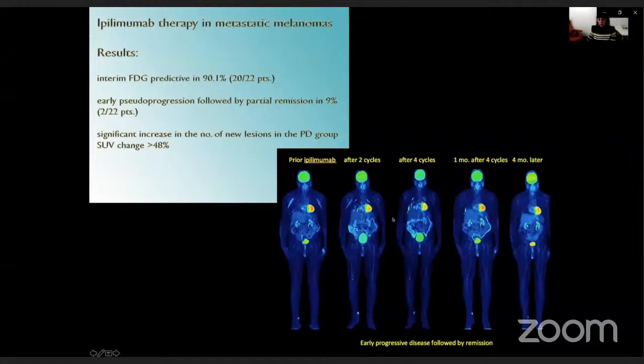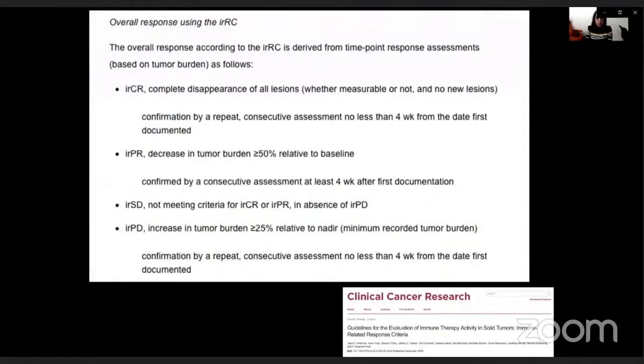This is a good example of pseudo progression. This is a patient who clearly shows a progression in the early and in the late bed, but then 1 month and 4 months later, all lesions disappeared. So this was an example of pseudo progression. So all of these problems are not new.